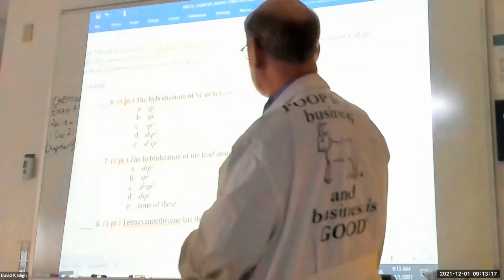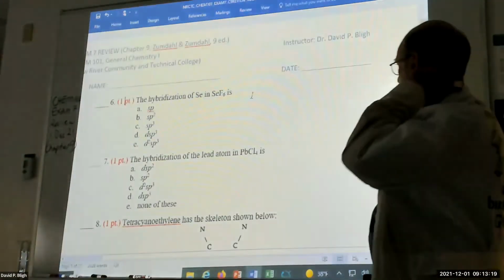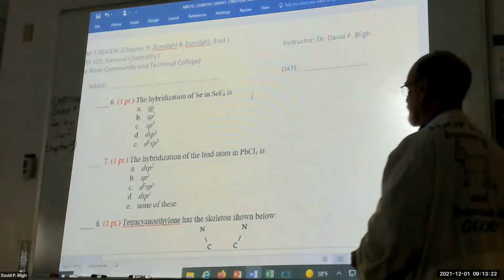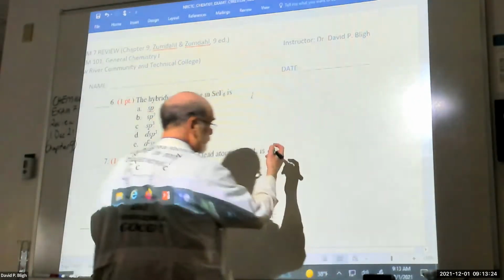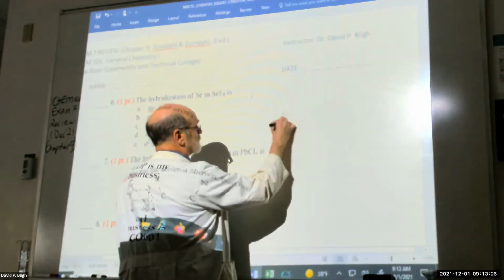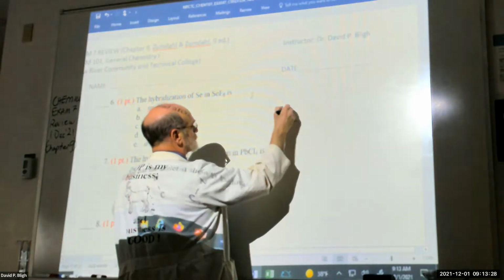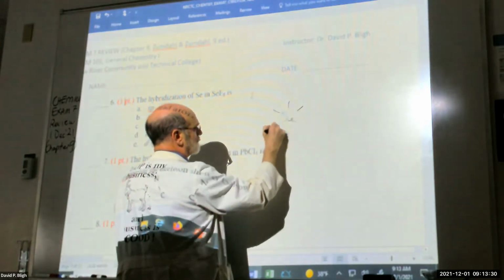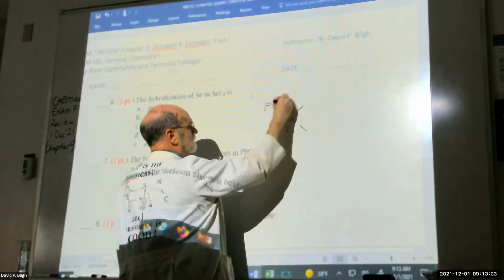6. There we go, 6. Hybridization of selenium in SeF6. So we've got to draw the Lewis dot structure. Selenium in the middle, and we've got 6 fluorines.